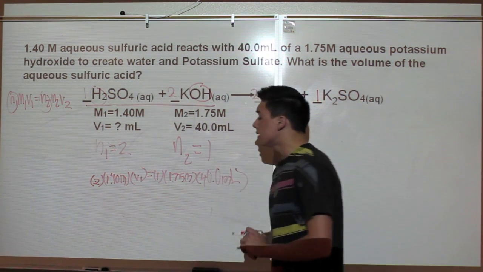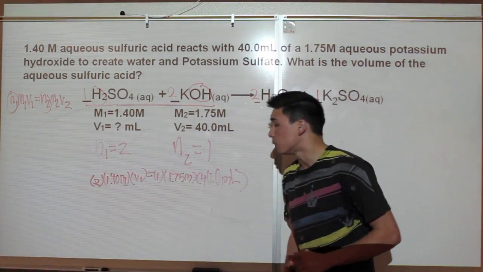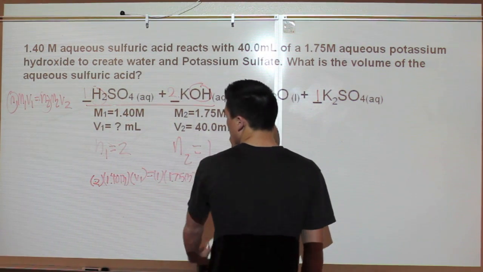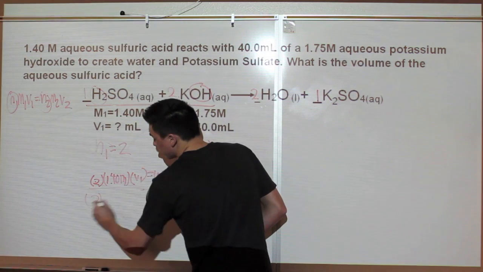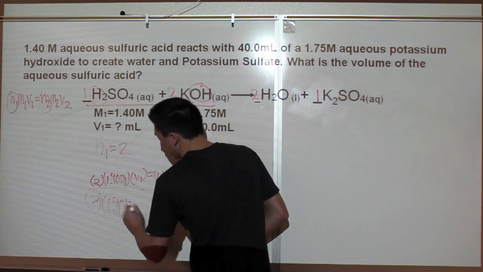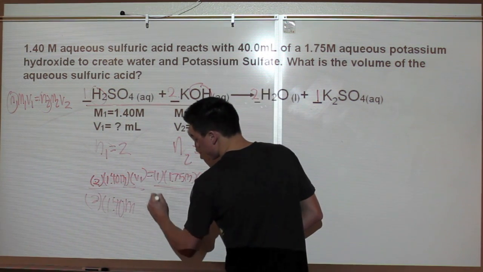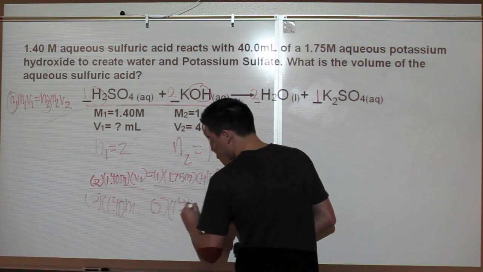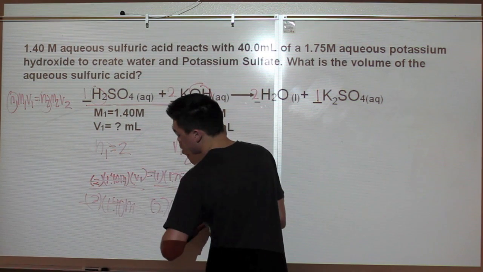Okay? Now that we see we're solving for the volume for sulfuric acid V1, we simply reconfigure the equation to solve for it. Alright? So here, we're going to divide these values right here to the other side to solve for V1. Okay, so these values cancel out.